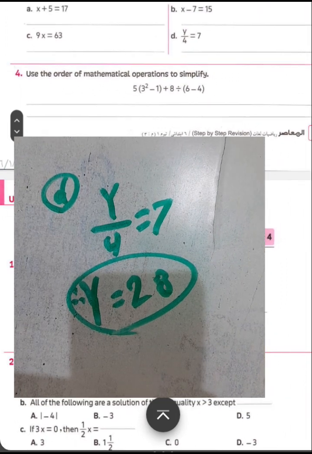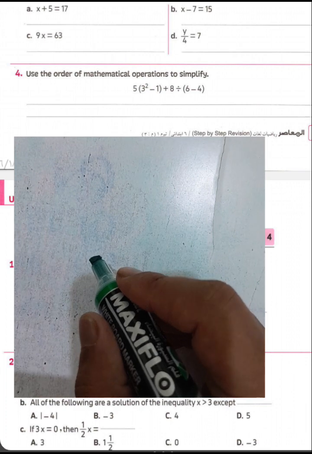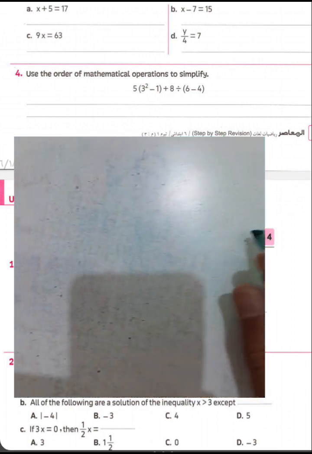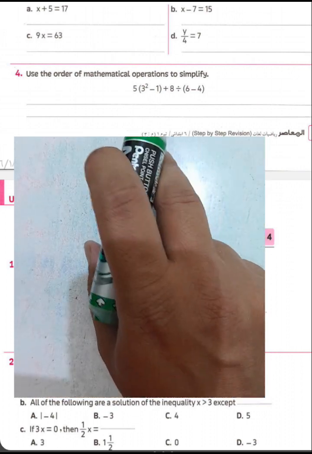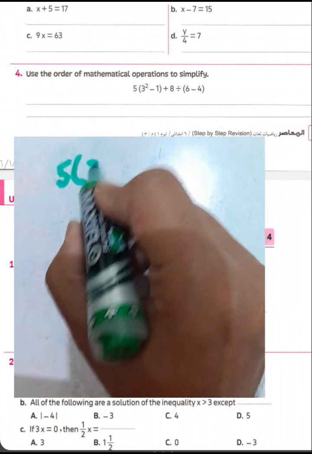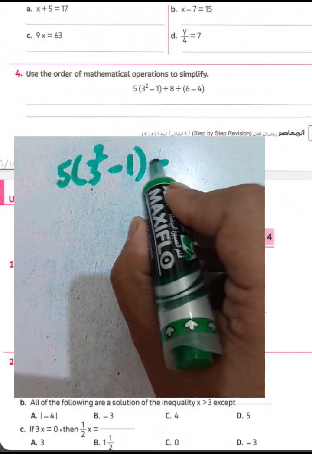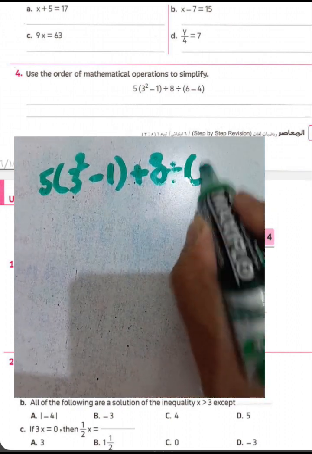Question number 4. Use the order of mathematical operations to simplify. We use the order: parentheses first, exponents next, multiplication and division in the same step, addition and subtraction from left to right, first come, first served. In this example, the first step is the operation in parentheses: 5 times (3 power 2 minus 1) plus 8 divided by (6 minus 4).